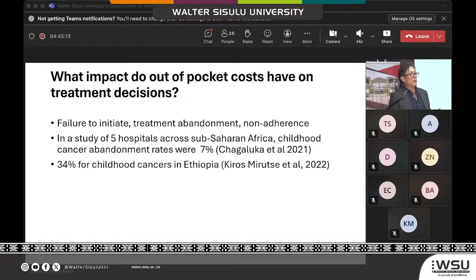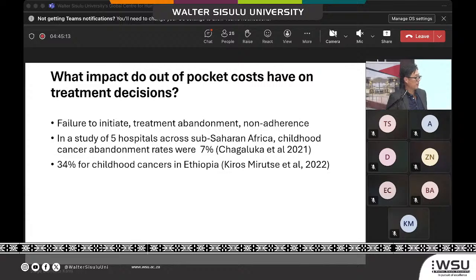As you saw in this study, the impact of out-of-pocket costs isn't just in relation to economic hardship experienced by families. It also impacts on people's treatment decisions. Sometimes you may find that once you have high out-of-pocket costs with treatment, conversely, you may actually see low levels of economic hardship, largely because people are deterred from going to treatment, so they're not incurring those costs in the first place. So what we need to look at is not just the incidence of financial catastrophe and poverty associated with treatment, but also the impact on treatment decisions, and that can manifest in things such as the failure to initiate treatment, treatment abandonment, non-adherence.